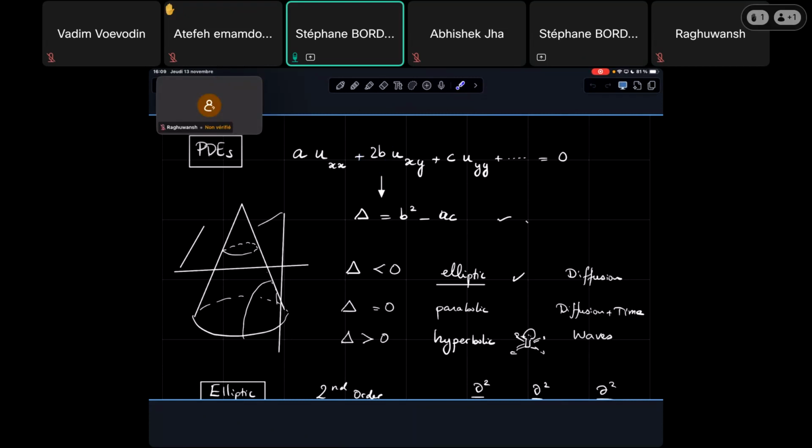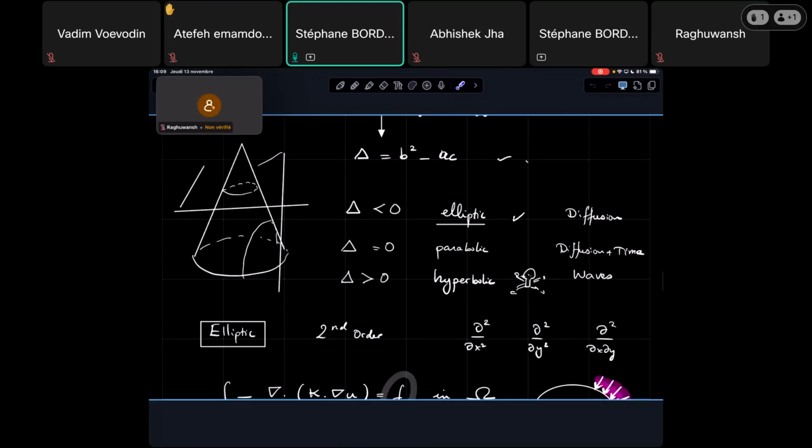Then now you have 3 different cases of partial differential equations, and that comes from the fact that you have conic sections, and depending how you cut a cone, you can get either an ellipse or a hyperbola or a parabola, and this will give you 3 different types of equations. So the first one is the cool one. When delta is negative, it's related to diffusion.